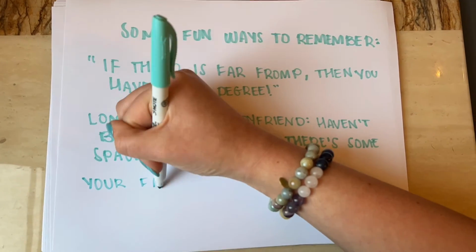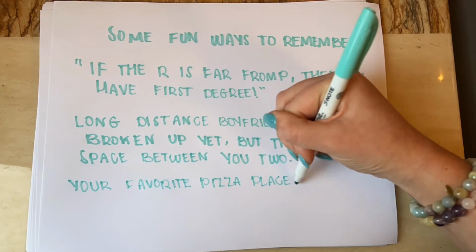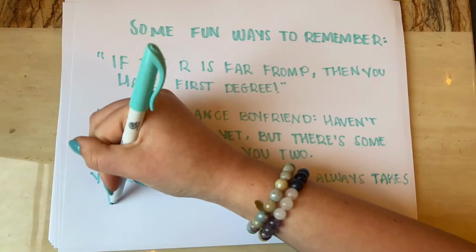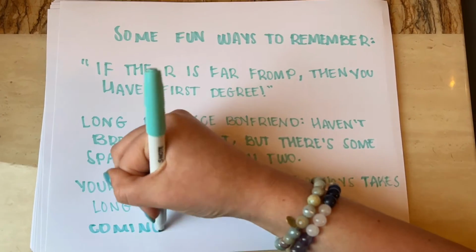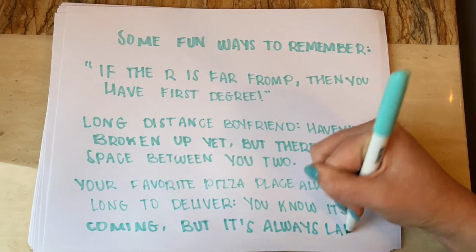And then the last is an analogy of your favorite pizza place. You order this pizza all the time because you love how it tastes and you know that you'll always receive it. However, the delivery time is always going to be late and take long.